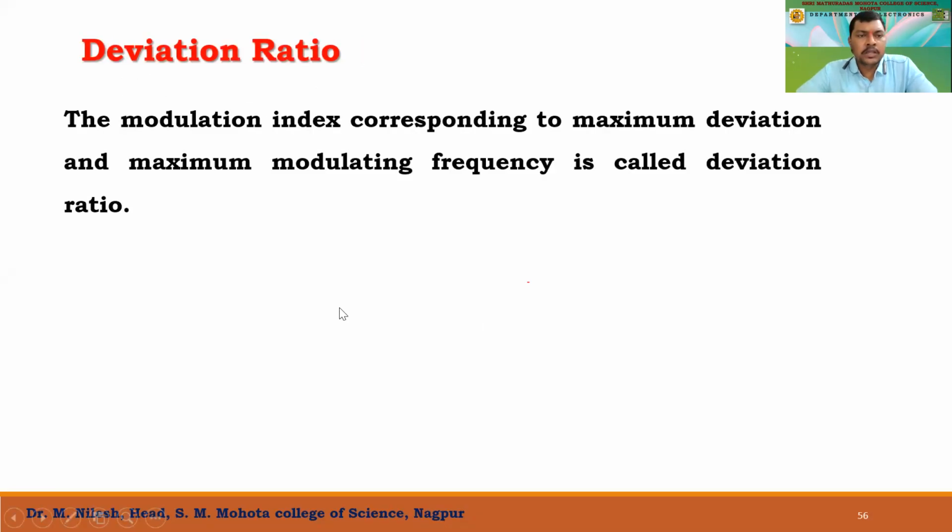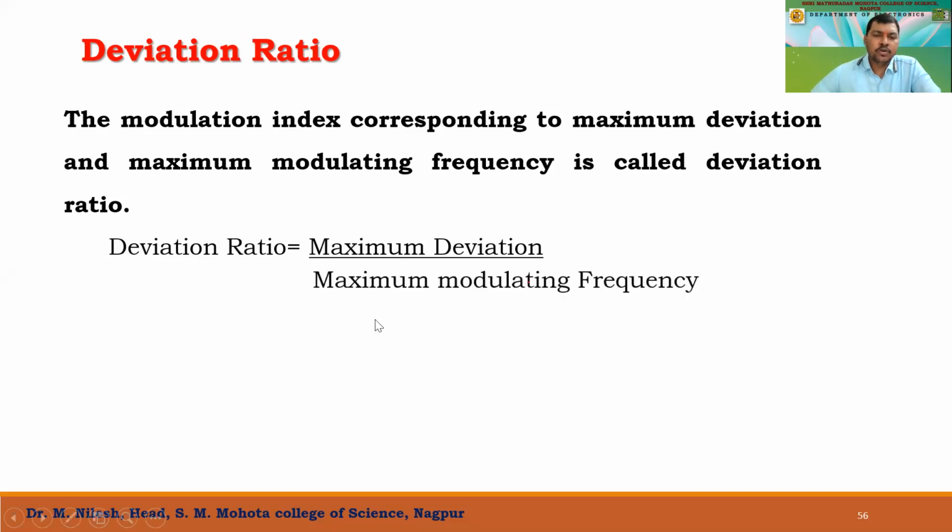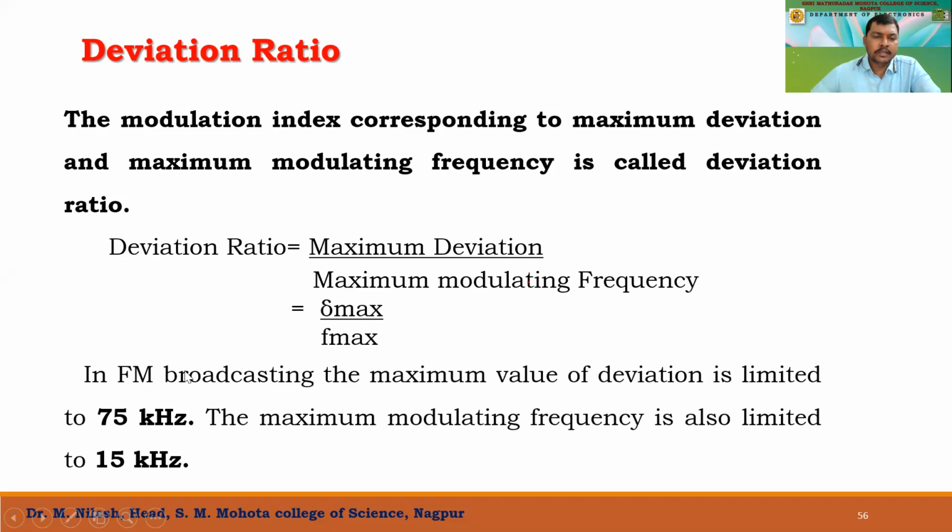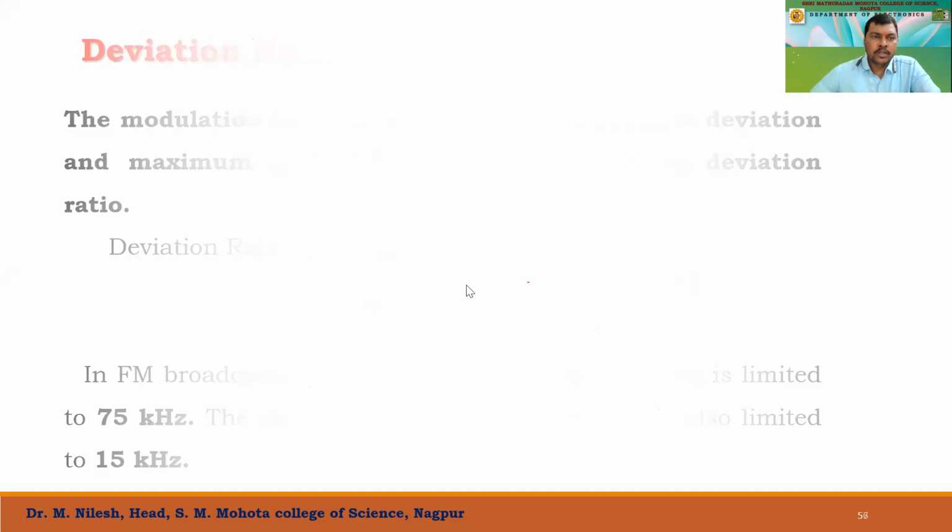Deviation ratio, the modulation index corresponding to maximum deviation and maximum modulating frequency, right? So the ratio of maximum deviation to the maximum modulating frequency is called the deviation ratio. That is, the formula is like this: deviation ratio is equal to delta max by fm max, right? So the maximum values are 75 kilohertz and 15 kilohertz accordingly.